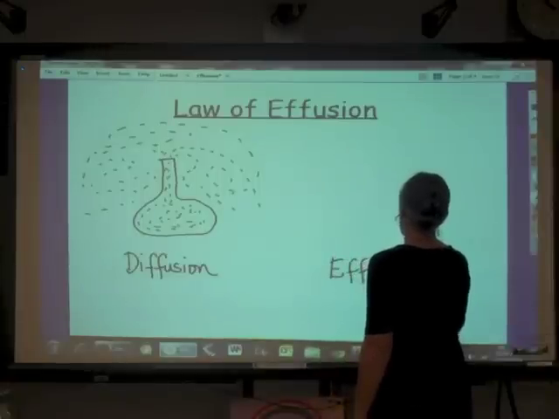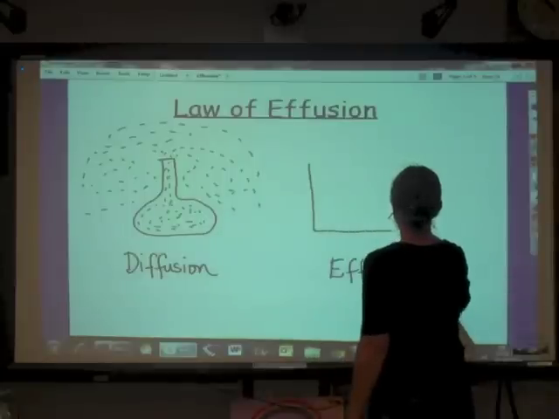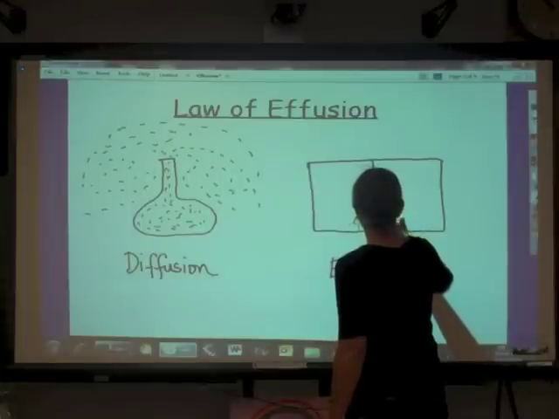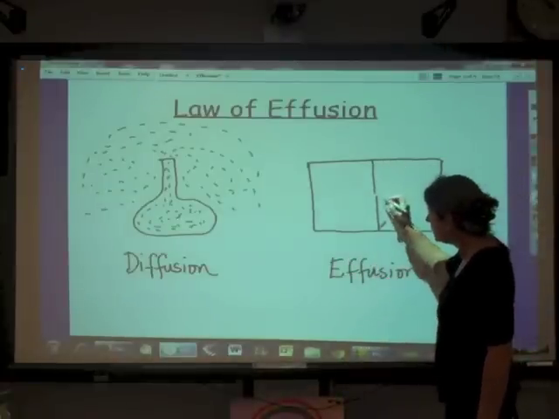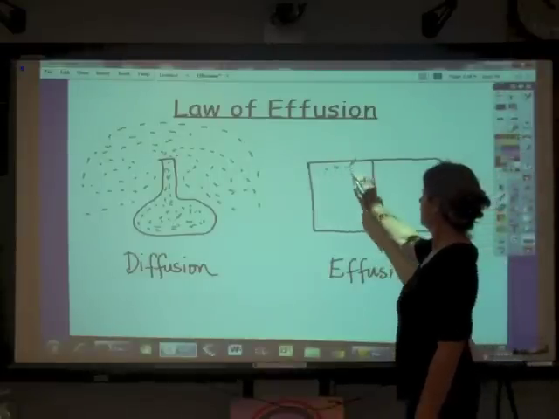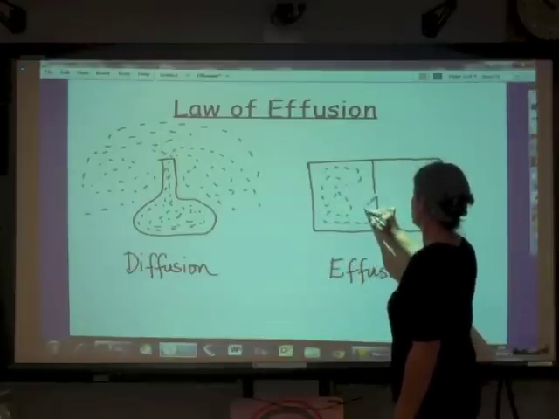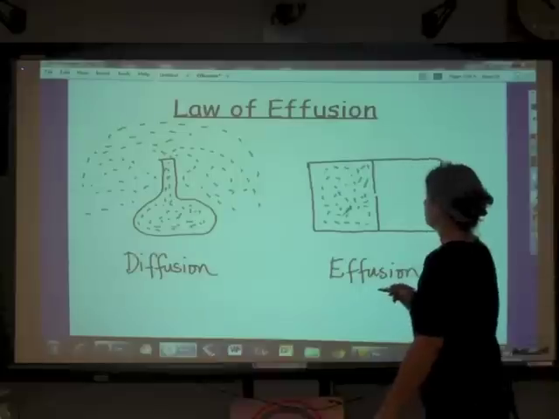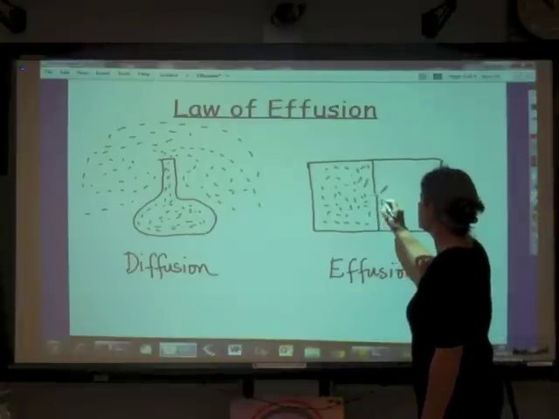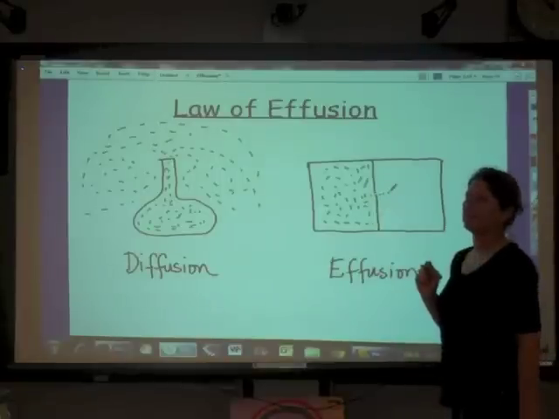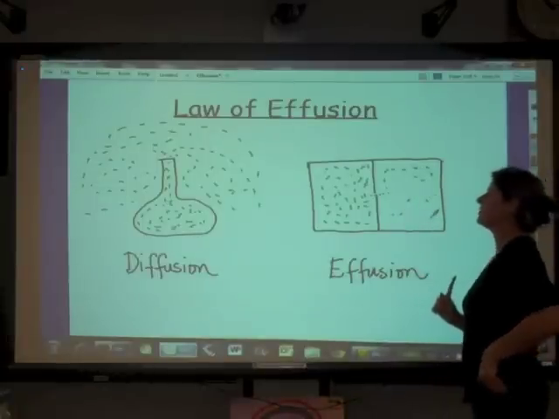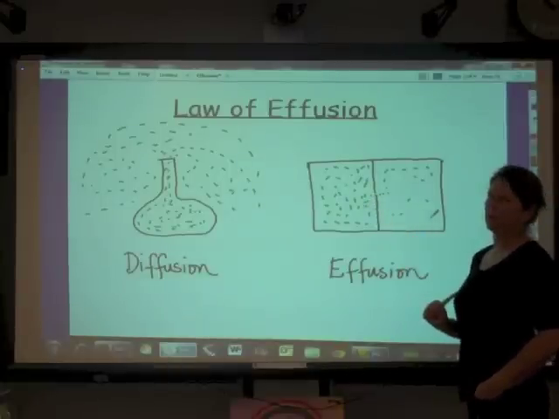Now what I'm going to do is make a little container. It has a boundary here, and right in the center of that divider, there's a little teeny tiny hole. And here are particles of gas. When we speak of effusion, what we mean are these gas particles escaping through this little tiny opening. So that's what effusion is, okay? Effusion is the movement of a gas through a little tiny porous opening.